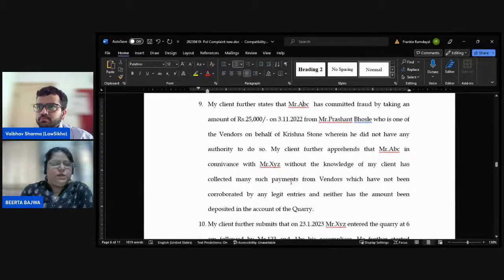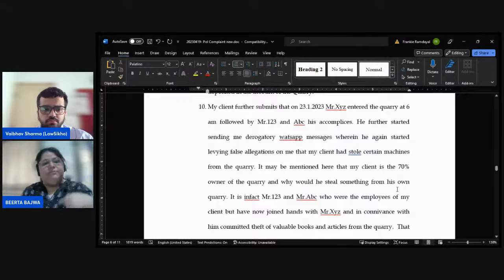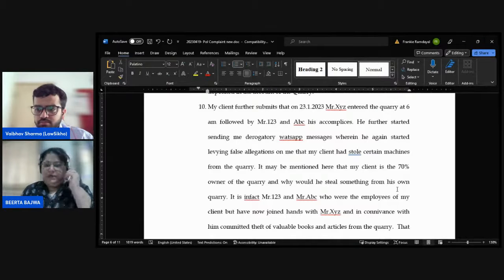A person had also conducted. So as you can see, I have attributed a particular role to each and every accused. If Mr. XYZ has done this, Mr. ABC has done this, Mr. 123 has done this. So specific roles have to be attributed to each and every accused.